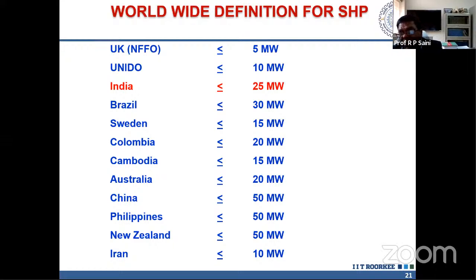That means if you, as a private developer, want to develop a plant and want the subsidy from the government, if you go to the MNRE site, the guidelines are there. There is a provision. They say up to 25 megawatt you can get the subsidy. Beyond 25 megawatt you will not get the subsidy. That is the only basis for this.